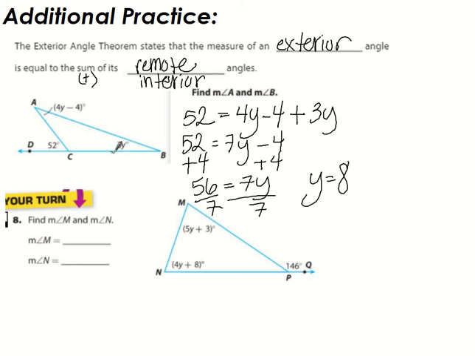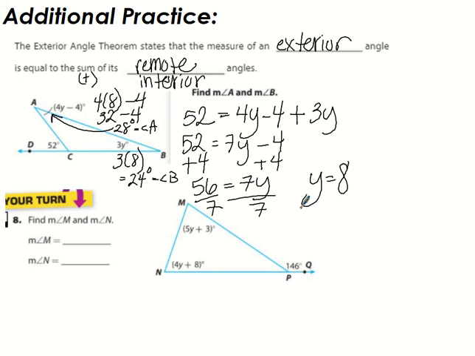So for angle B, I'm going to go 3 times 8, and that's going to get me 24 degrees. For A, I'm going to go 4 times 8 minus 4. So that's 32 minus 4, and that'll get me 28 degrees. And that goes right there. Okay, so this is angle A, this is angle B. But we had to use remote interior angles to solve for them.